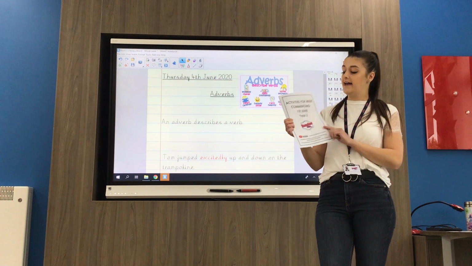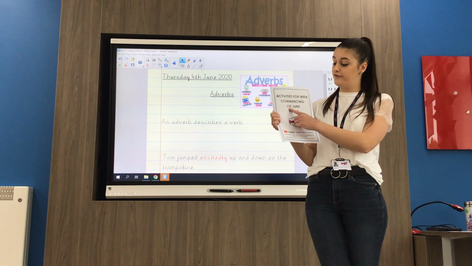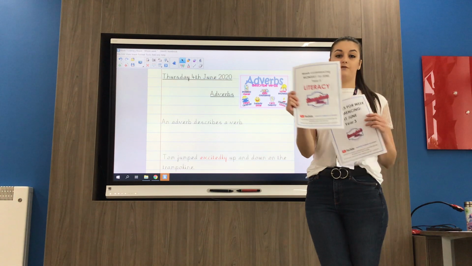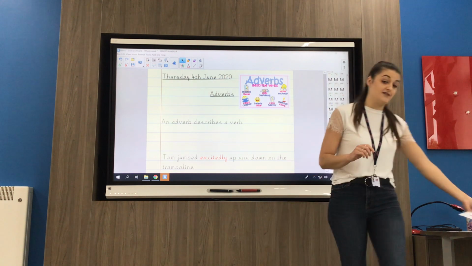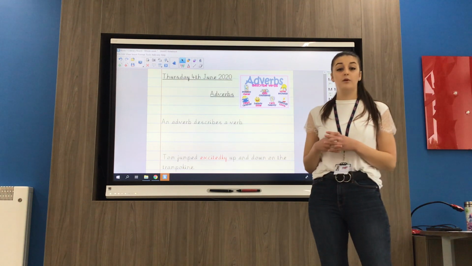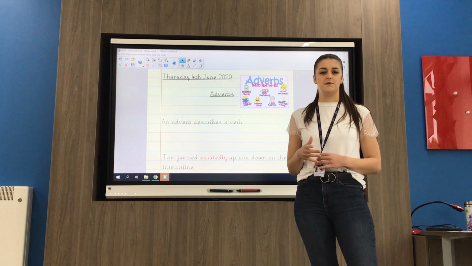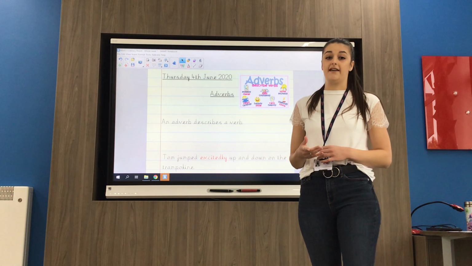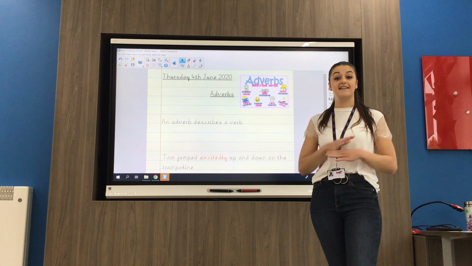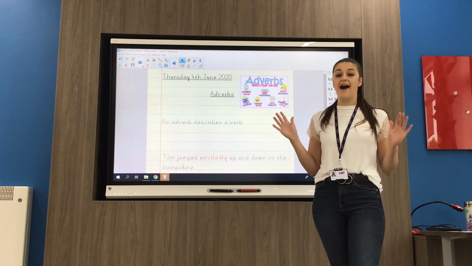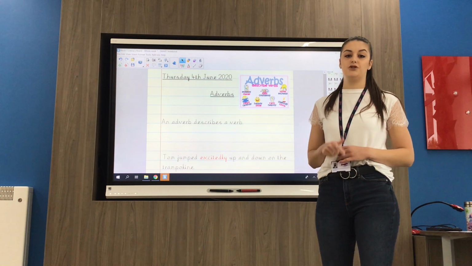So you will need today your pack that says week commencing the 1st of June and make sure you've got your literacy. So today we're going to be learning about adverbs. Now adverbs are words that describe verbs. Now we did verbs yesterday, and if you remember, a verb is an action word. If you can do it, it's a verb. So adverbs describe action words.